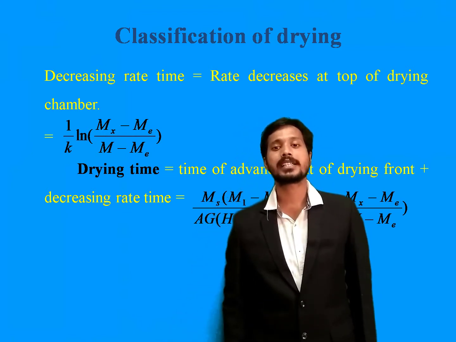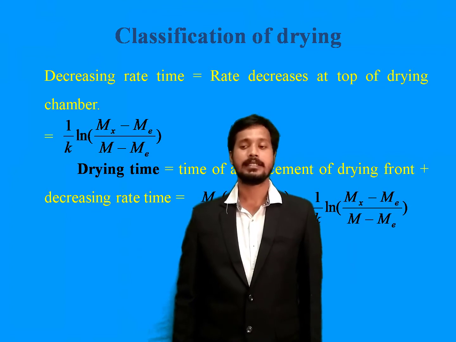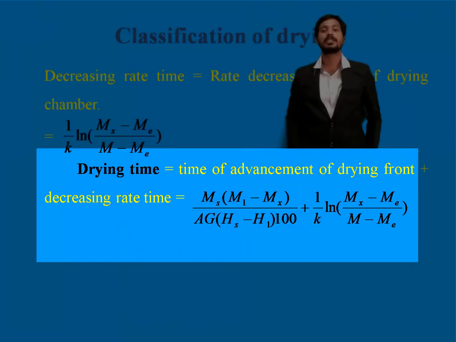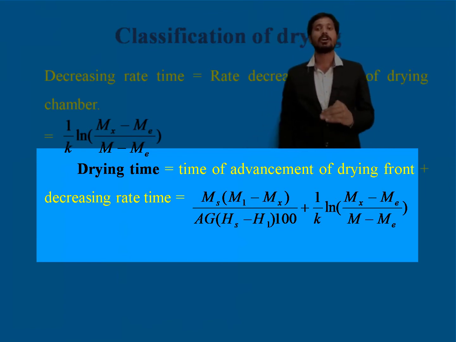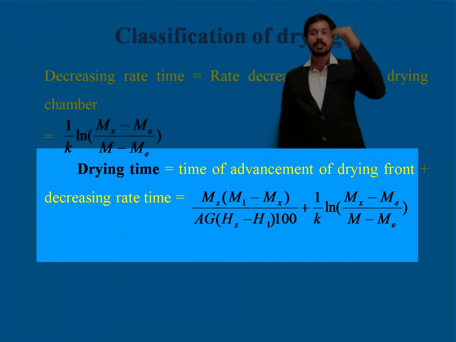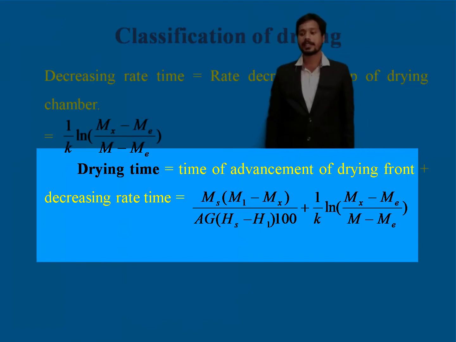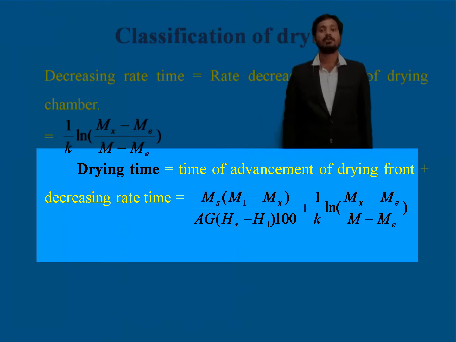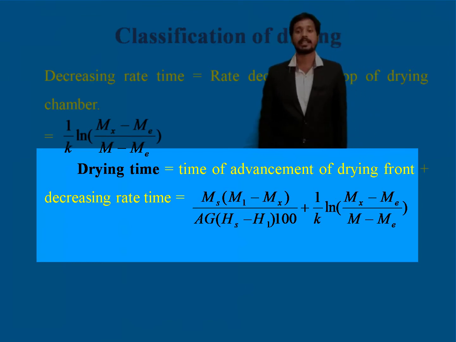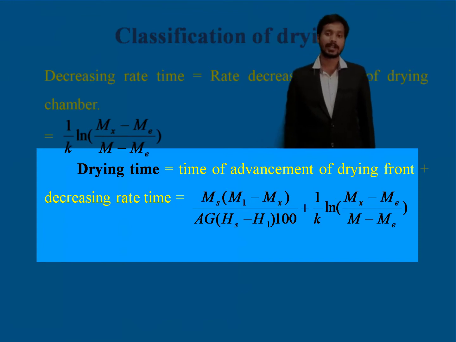All the values of moisture content are given in decimal and in dry basis. So total drying time for this deep bed drying, we can write it as time of advancement of drying front, and then after drying front, decreasing rate time. So if we combine both, then we can say Ms within bracket M1 minus Mx divided by A into G within bracket H1 minus Hs minus Hm H1 into 100 plus 1 by K ln of within bracket Mx minus Me divided by M minus Me.